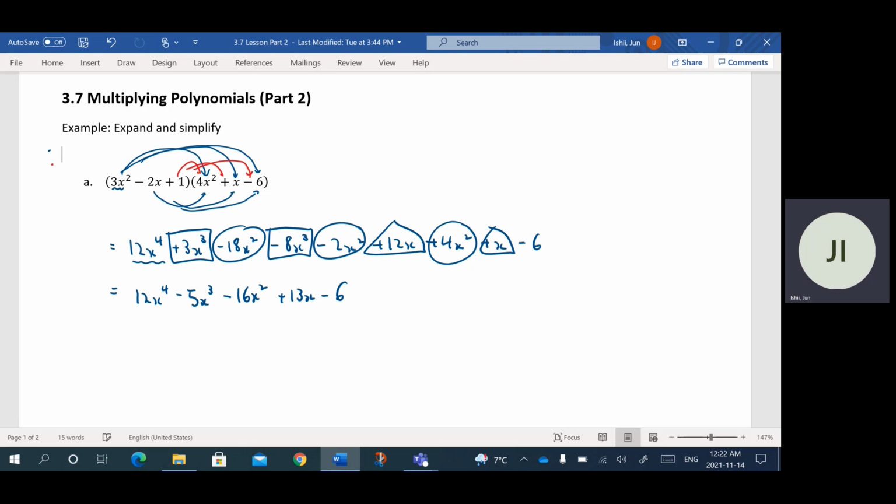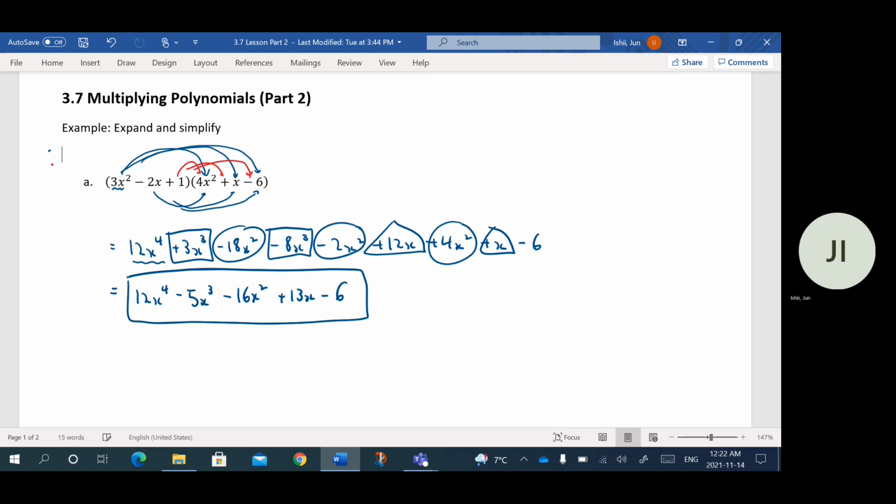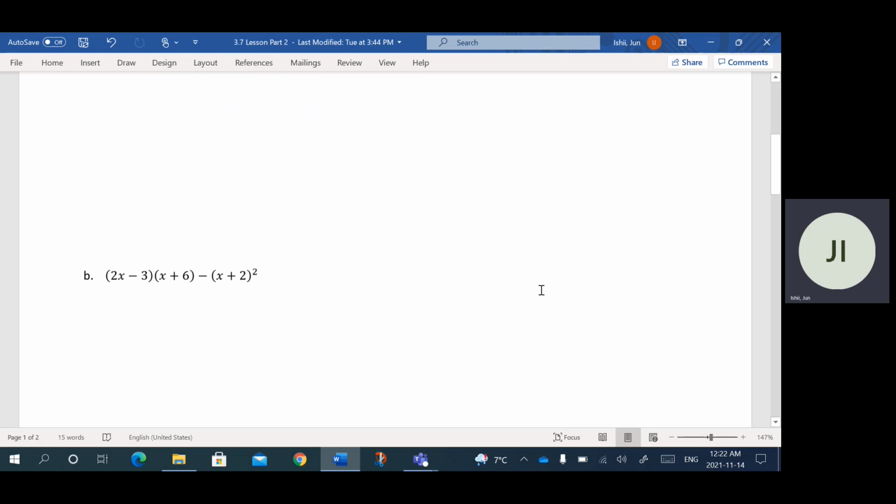So whenever you multiply a 3 by 3, you're going to end up with 9 terms, and then you need to collect your like terms. So this would be the final answer. Cool. Let's go on to the next one.